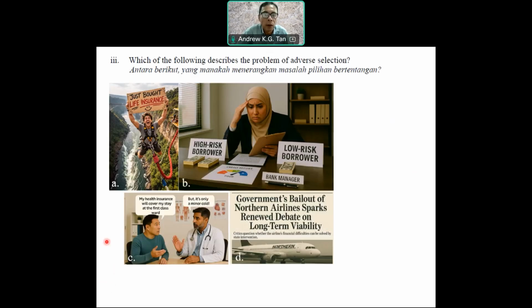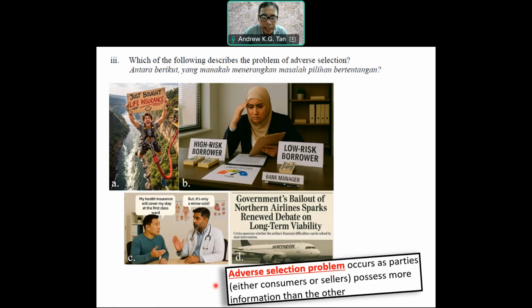Number 3, which of the following describes the problem of adverse selection? Yang manakah menerangkan masalah pilihan bertentangan? Adverse selection problem, definition is that it occurs as parties, either consumers or sellers, possess more information than the other. So here you have a situation of somebody doing bungee jumping, and it is just stated that he has just bought life insurance, right? So here, this individual knows that he likes high-risk activities and he went to buy insurance. This is a situation of moral hazard.